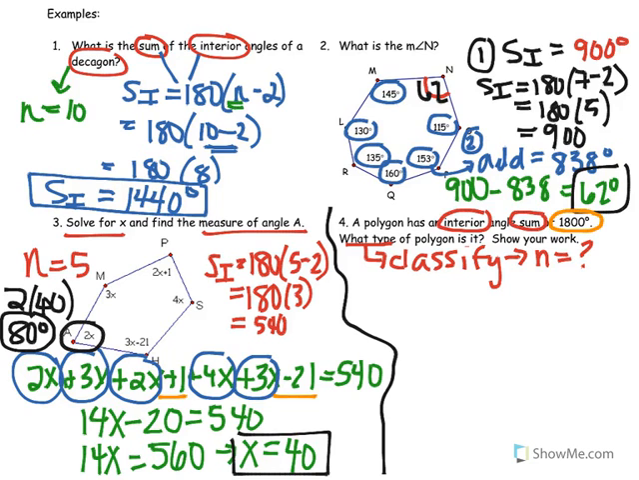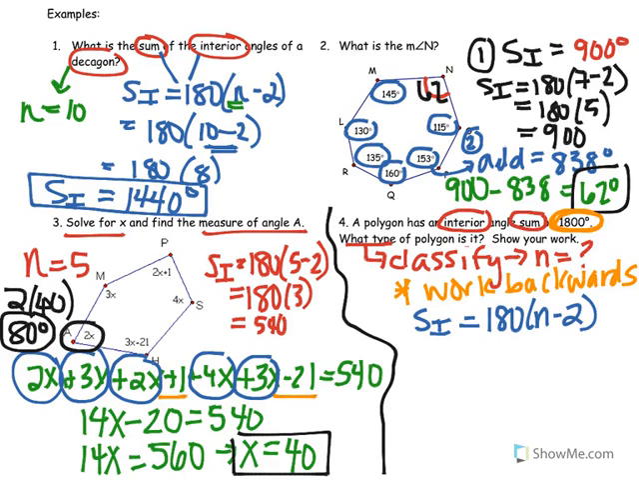Notice we're kind of going a little bit backwards here. We've been knowing the number of sides and figuring out the sum, and now we're going to be given the sum and we're going to work backwards to find the number of sides. So let's start off with the equation that we know about the sum. I know that SI equals 180 times n minus 2. Well, they told me the sum, so instead of plugging in for n, I'm going to plug in for SI. I'm going to say 1,800 equals 180 times n minus 2.